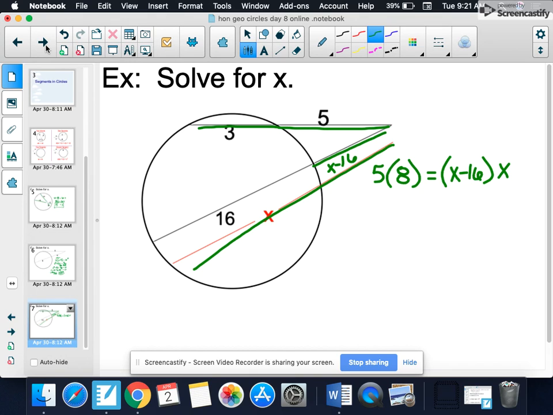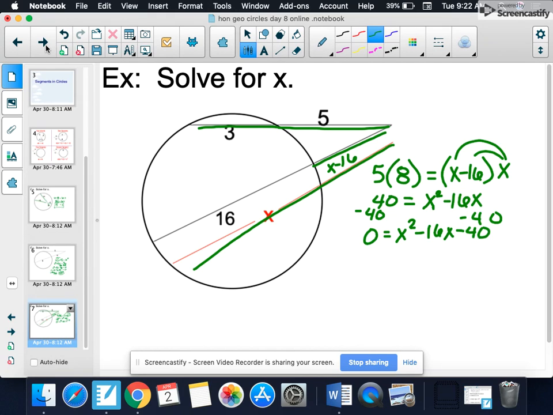So if I simplify on each side, this becomes 40, and I'm going to distribute here on the right side. So that's going to become x squared minus 16x. And then again, I'm going to get everything on the same side so I can factor. So I'm going to subtract 40. So I get 0 equals x squared minus 16x minus 40.